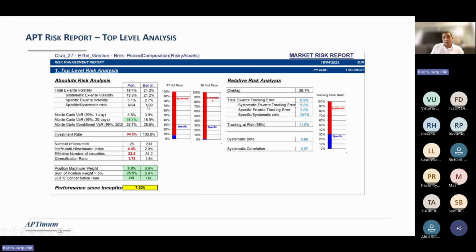For the benchmark, which is highly diversified because it's the aggregation of all clubs, you can see that the proportion of specific risk is very low. 99% of the risk is coming from systematic risk.